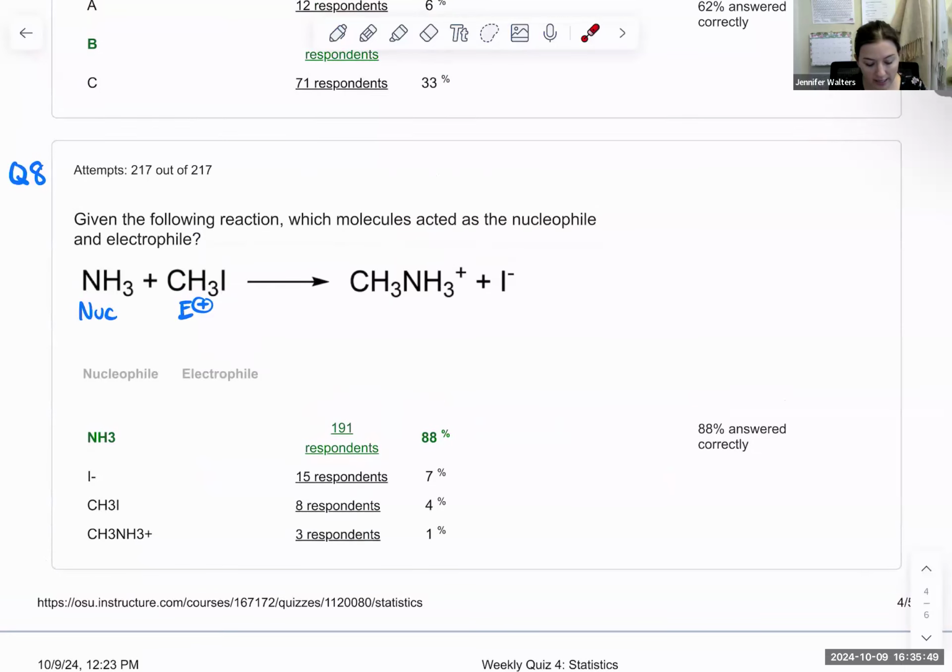Question 8, given the following reaction, which molecules act as the nucleophile and the electrophile? Easiest thing to do is identify your leaving group. The group that is no longer attached to the carbon is that iodine. So iodine is the leaving group. So that means my iodomethane must be my electrophile, because that's the thing with the leaving group. And then the other thing is going to be the nucleophile. That is the ammonia that is acting as my nucleophile.